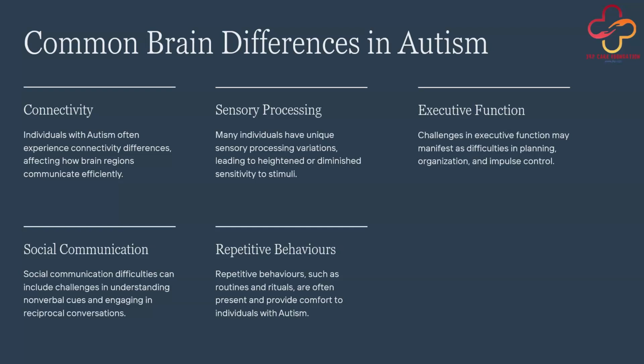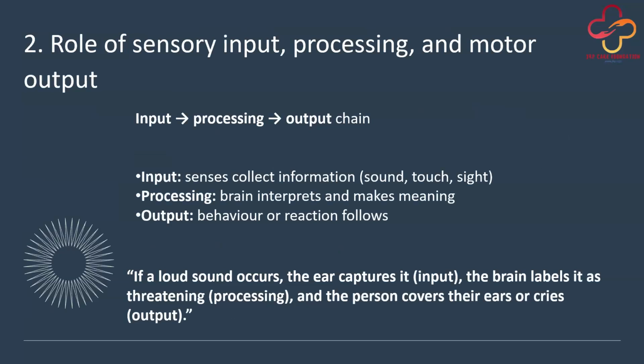Then we have the repetitive behaviors. To settle down and regulate themselves, they have repetitive behaviors such as routines and rituals. Often you see discomfort in children or adults with autism. They find it difficult due to the repetitive behaviors also. Their behavior patterns are different. So these are the common brain differences which we find in autism: connectivity, sensory processing, executive function, social communication, and repetitive behavior. Now, the role of sensory input, processing, and motor output.